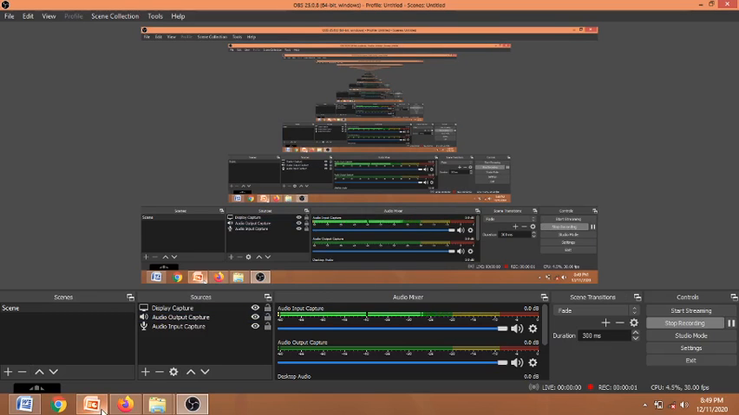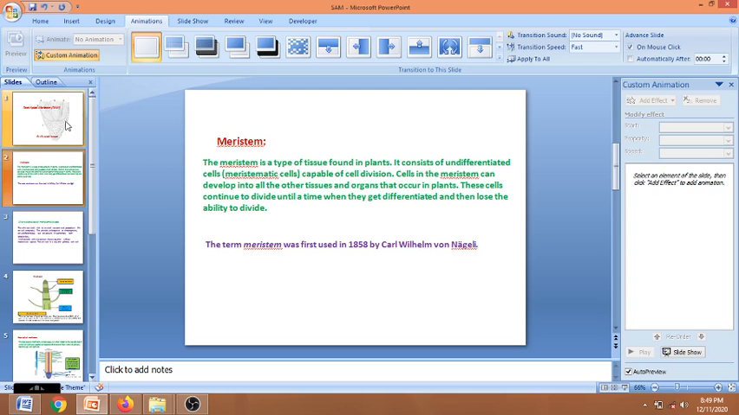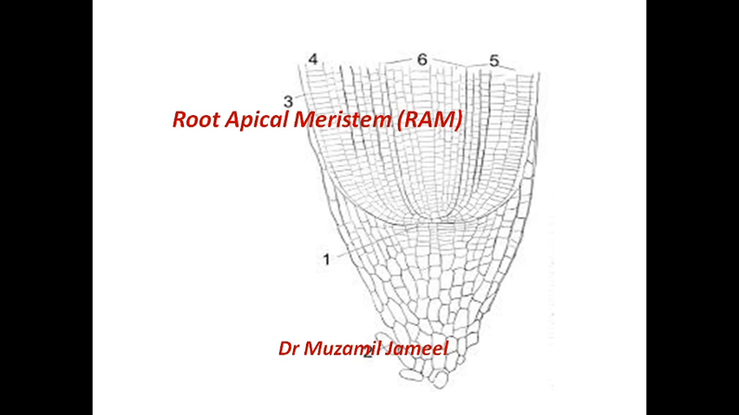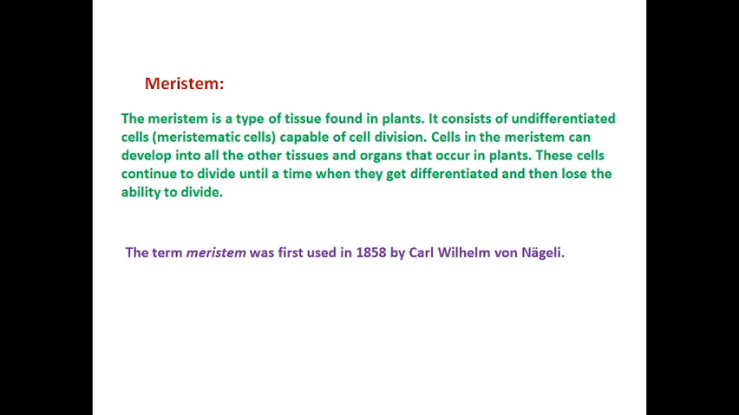Hello everyone, today we are going to start with a new topic, that is the root apical meristem. So first of all, I'll be explaining what meristem actually is. You must remember that in the first lecture of this chapter, I already explained the types of plant tissues. In that we read about the meristematic tissue.